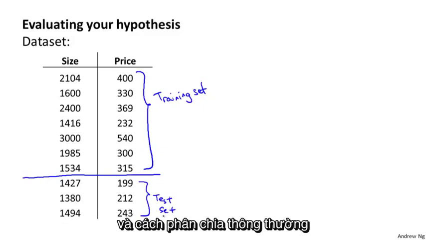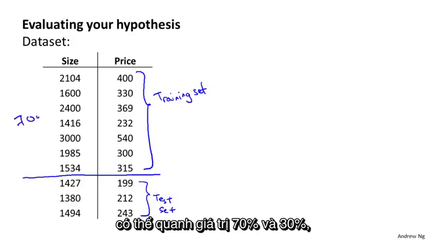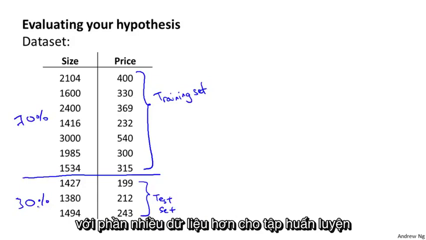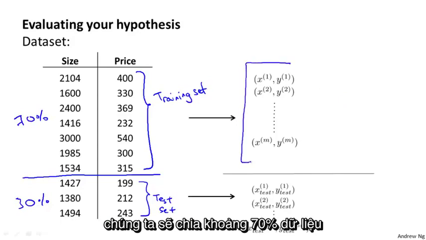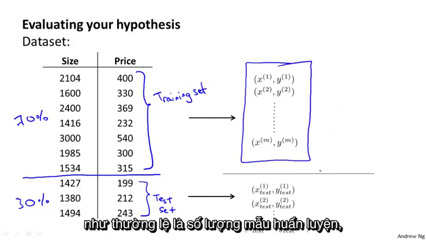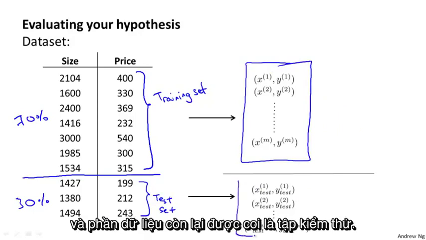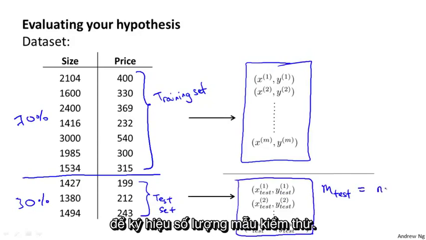A pretty typical split of all the data we have into a training set and test set might be around, say, a 70% 30% split, with more of the data going to the training set and relatively less to the test set. So if we have some data set, we might assign only, say, 70% of the data to be our training set, where m is, as usual, our number of training examples, and the remainder of our data might then be assigned to become our test set. Here I'm going to use the notation m subscript test to denote the number of test examples.